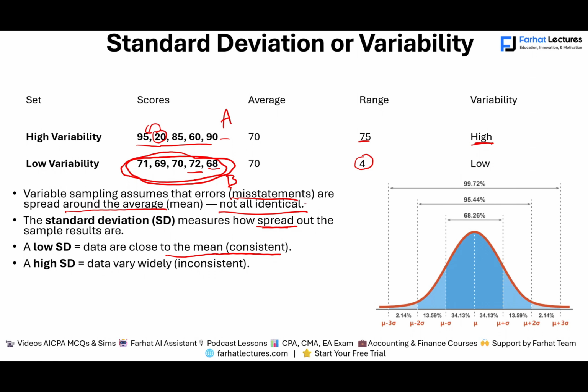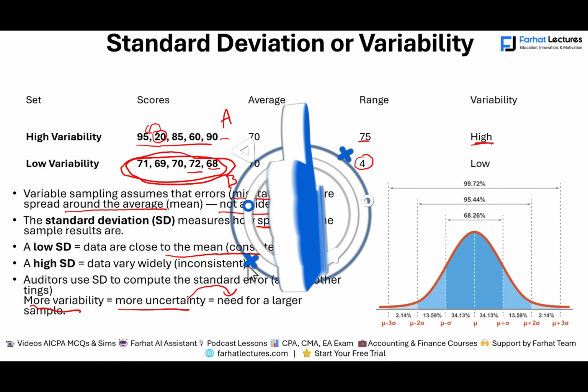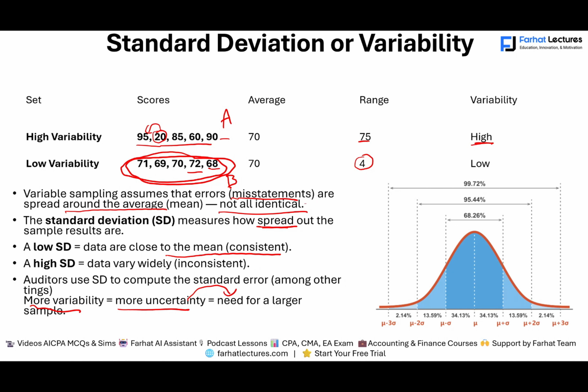Class A will have a higher standard deviation. It means the data varies widely. They are spread a little bit further from the mean. More variability means more uncertainty, more risk. More risk means a larger sample. A larger sample means more substantive testing, more work. This is what you need to know from standard deviation.